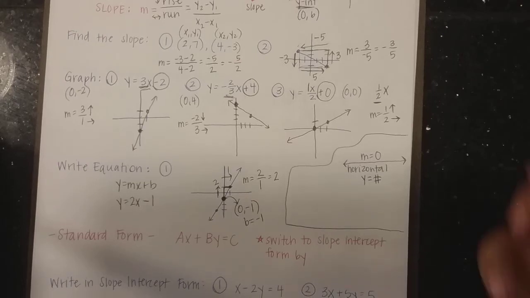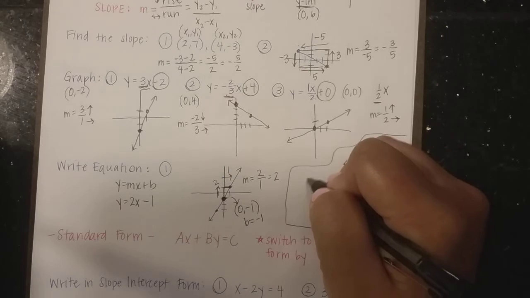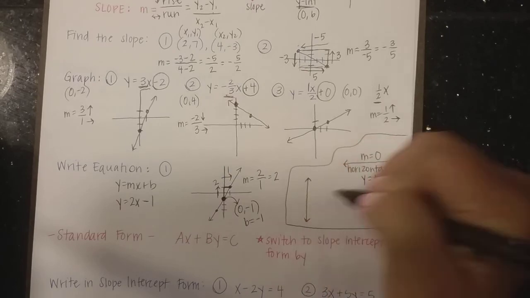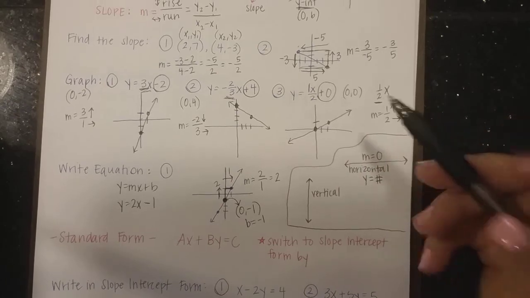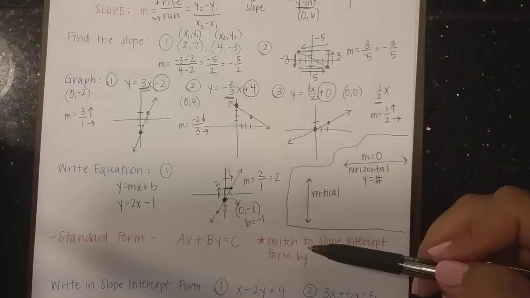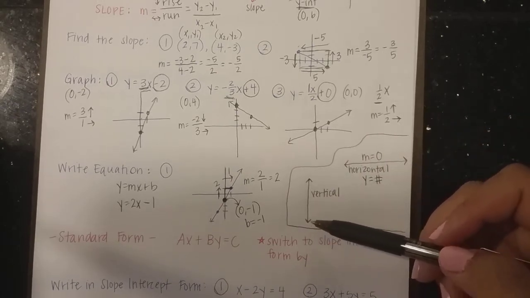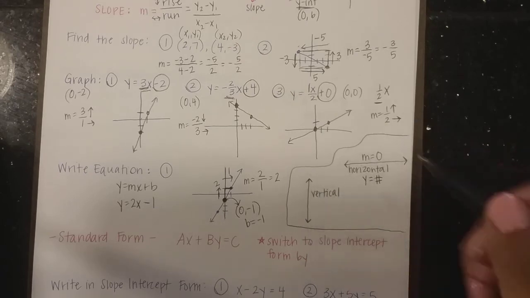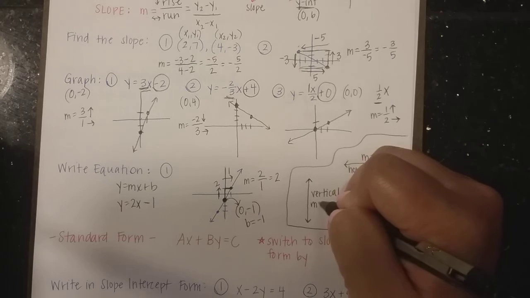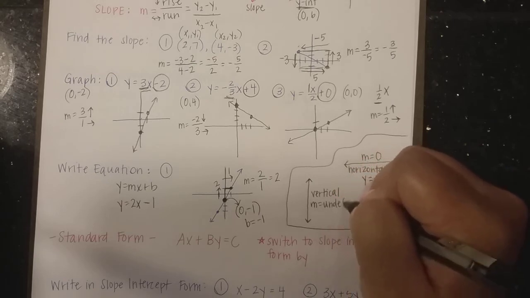The other special kind of line is like horizontal, but we're going to go up and down, and that's our vertical line. A vertical line is like a wall. You can't walk up a wall, right? So because I can't even do it, it's not going to have a slope. It's going to be what we call undefined. No slope.